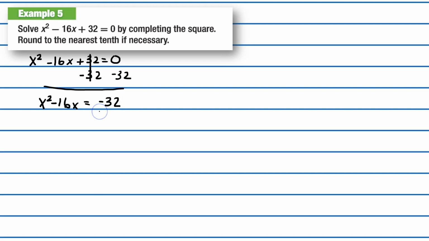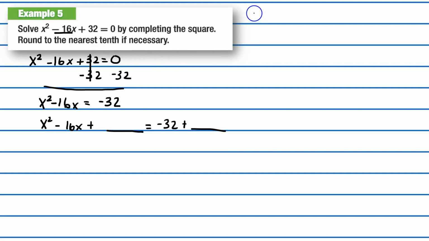Then our next step, I'm going to leave room for two blank spots. I have x squared minus 16x plus blank is equal to negative 32 plus blank. Think about it like just as we left one blank on one side, we have to leave another blank on the other side. So with this, we have to fill in these blanks. And it's important that we know what b is. Well, b is the negative 16.